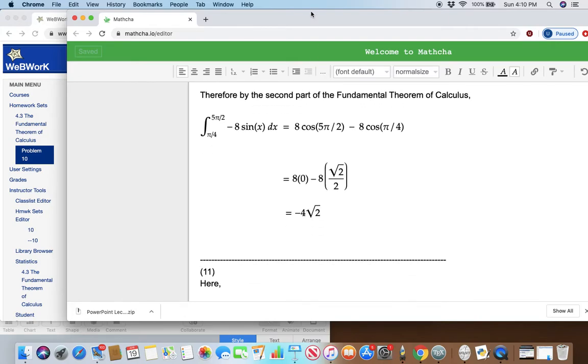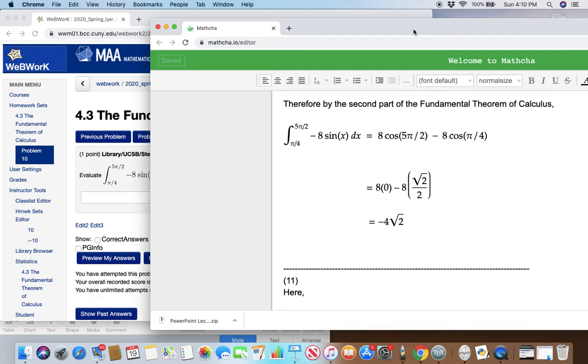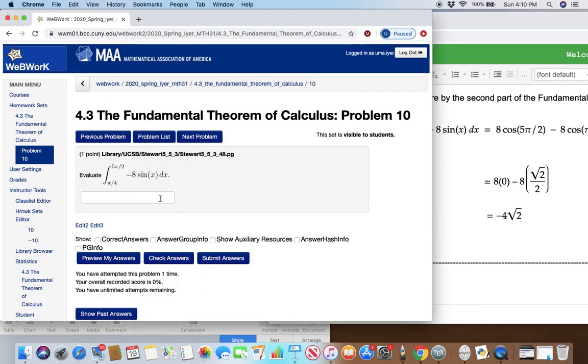All right. So negative 4 square root of 2. All right.